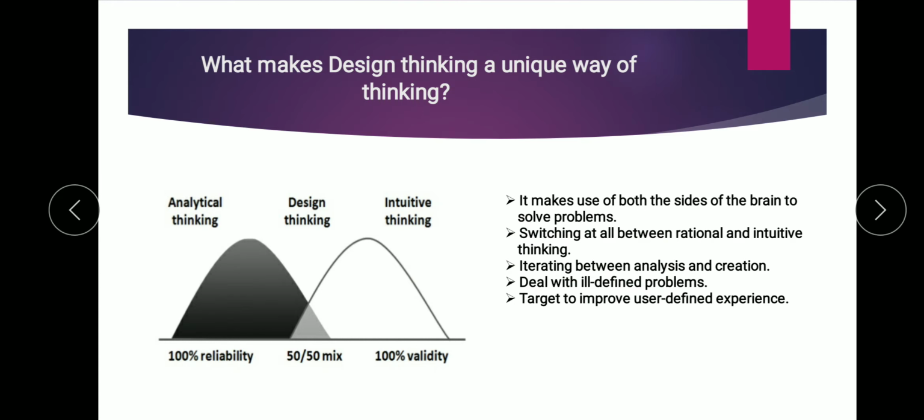So in this graph over here, we have two parts of our brain, right? One is going to be your analytical thinking, and the left part is going to be your intuitive thinking. So a design thinker must use both parts of the brain. He must think analytically as well, and he must have that intuition. You need to switch between the rational and the intuitive thinking parts. So when dealing with an ill-defined problem, using a mix of both brains is very useful.